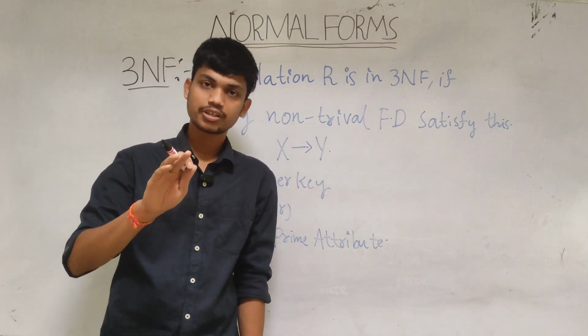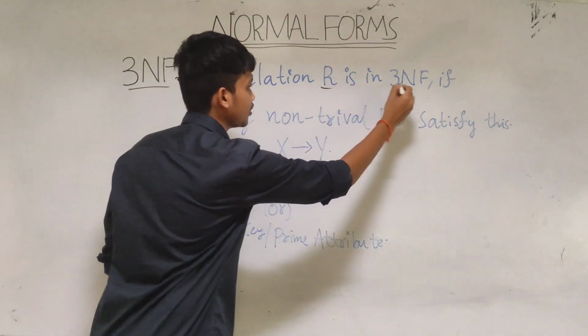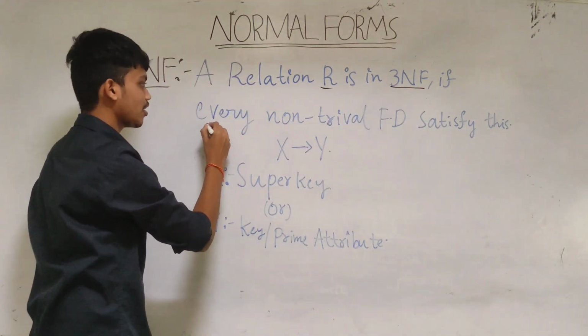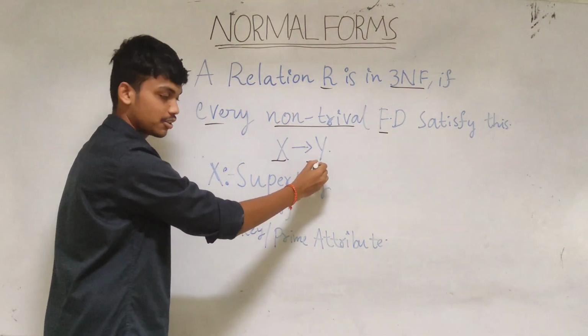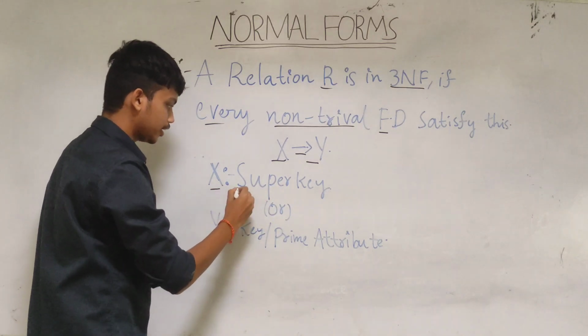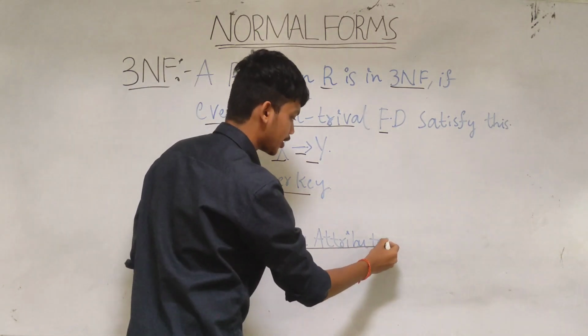Today we are going to discuss BCNF, Boyce-Codd normal form. Now what is BCNF? A relation R is said to be in BCNF if every non-trivial functional dependency satisfies this rule: if X to Y is a non-trivial functional dependency, then X should be a super key, or Y should be a key or primary attribute.